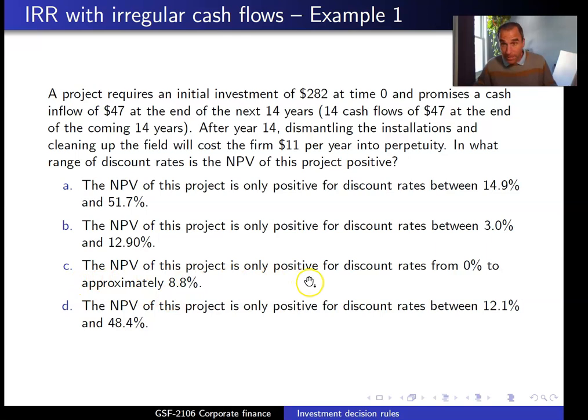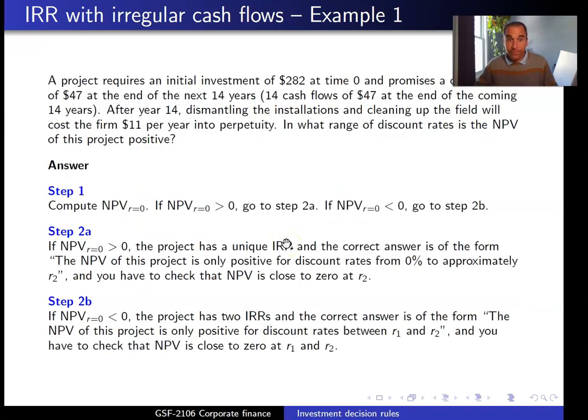So the answers specifying that the NPV could be positive for discount rates between 0 and something refer to situations where the project would have a unique internal rate of return. When you have an interval including two positive rates of return, this refers to situations where the project would have two internal rates of return. How do we solve this question?